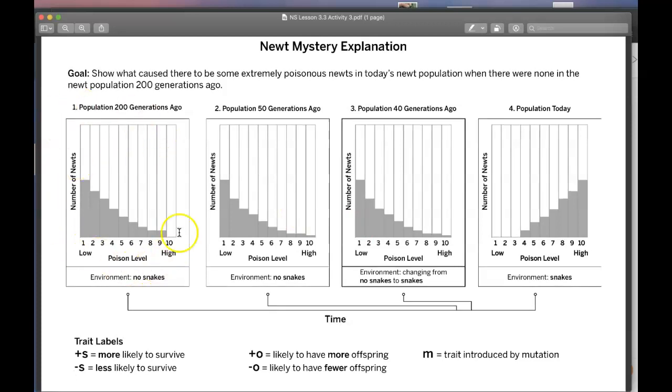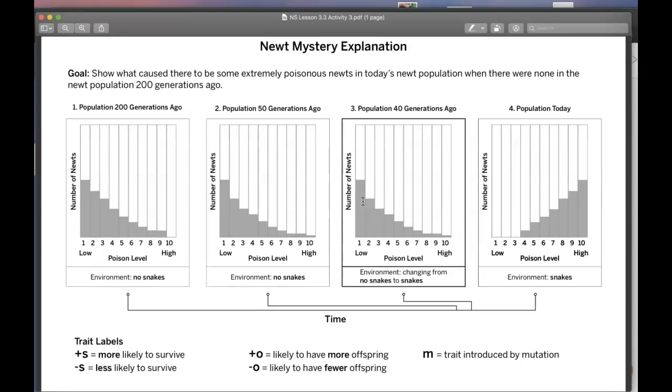Again, we started off with a population of newts 200 years ago that did not have a poison level 10, and now today the poison level 10 is the highest distribution of the poison level traits. You're going to model what happened by showing which of these traits is more likely to survive, less likely to survive, more likely to have offspring, less likely to have offspring, and where a trait was introduced by mutation. Show what it should look like above the bars here in order to produce this population. Whatever you show here is what would result after that happens over here.